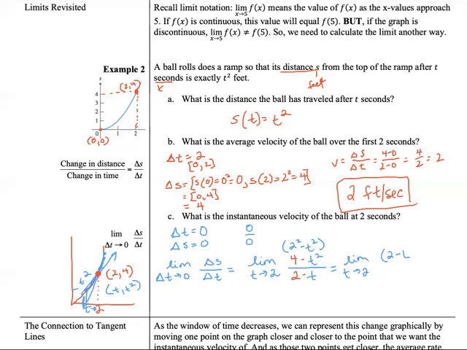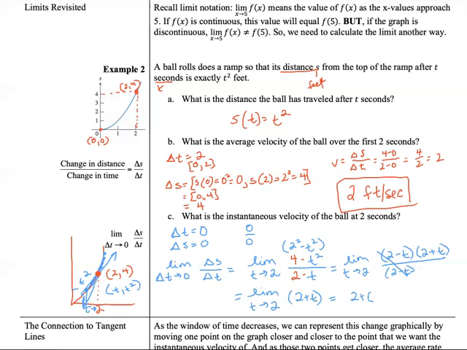2 minus t times 2 plus t divided by 2 minus t. We can simplify that. So we end up with the limit as t approaches 2, because that's what we want to know. What's happening as the ball approaches 2 seconds? What is their speed at 2 seconds of 2 plus t? Okay. Now, if this function is continuous, I can just go ahead and substitute that 2 in for t.